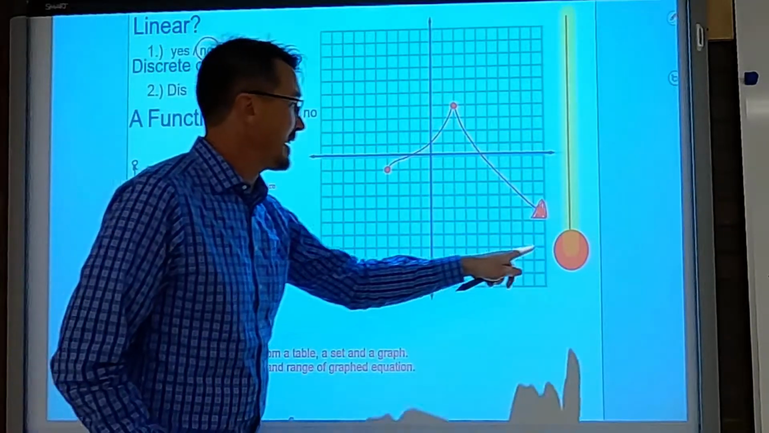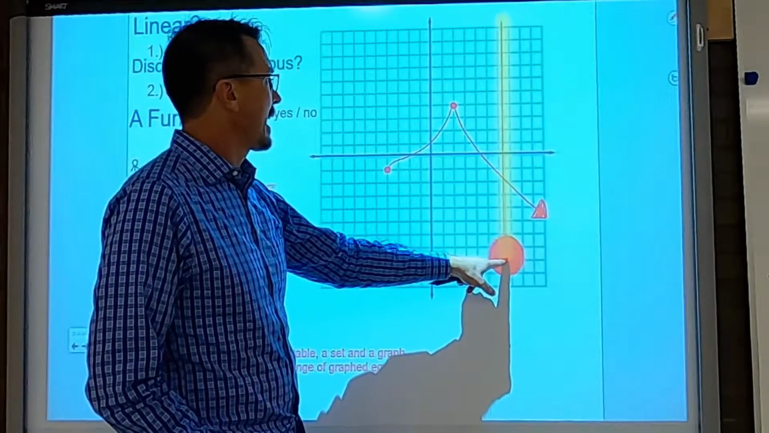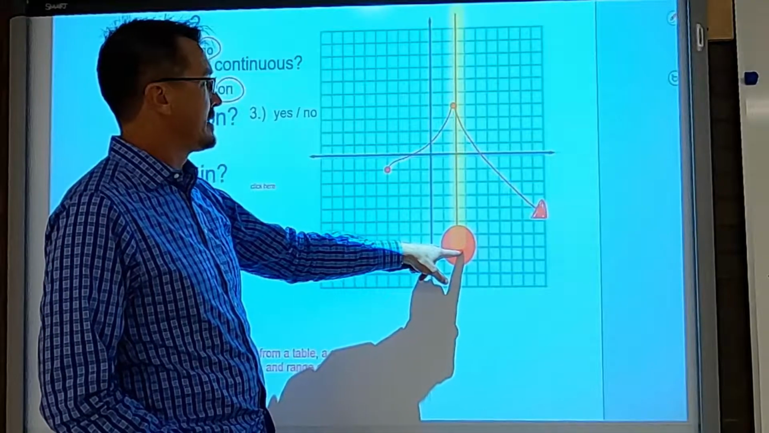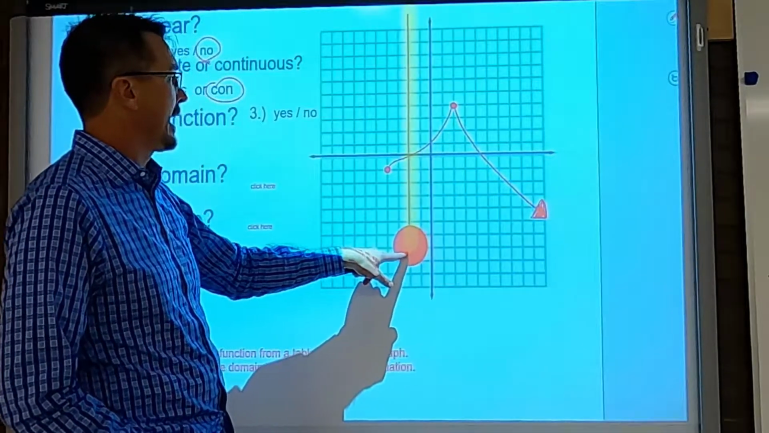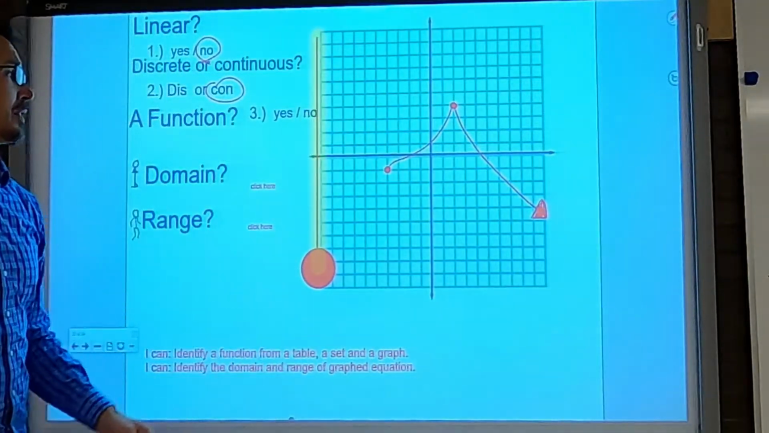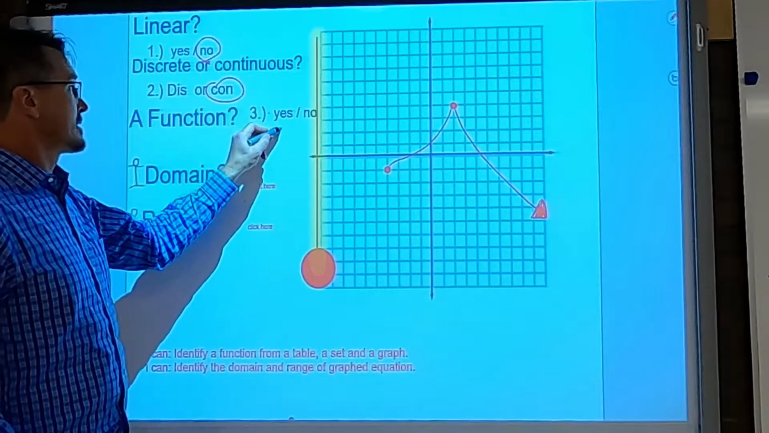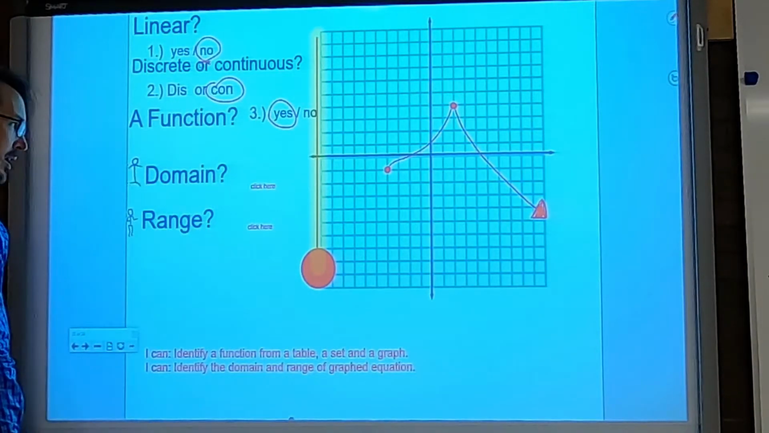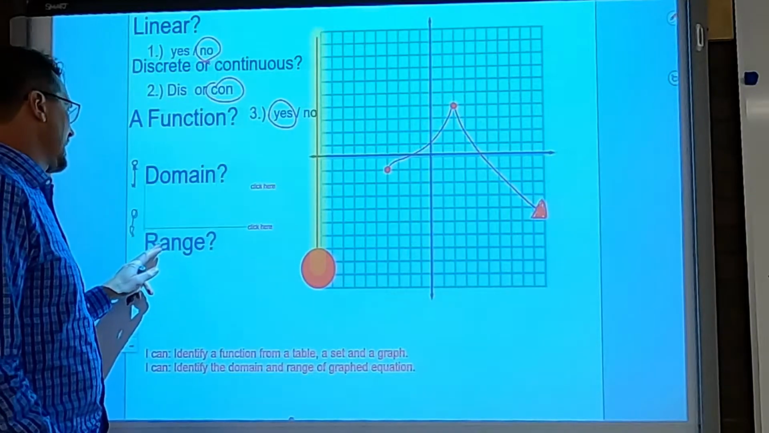Then, is it a function? Well, while it kind of goes up quick and weird, it definitely never has more than one value for x. So this, yes, is a function. And now, let's get that domain and range value again.